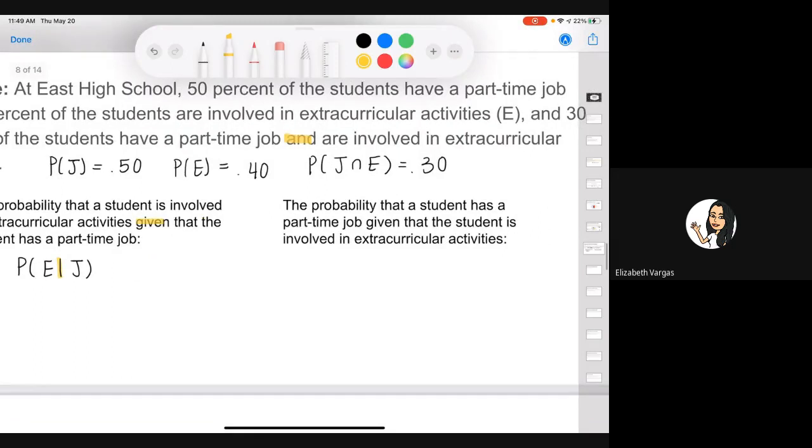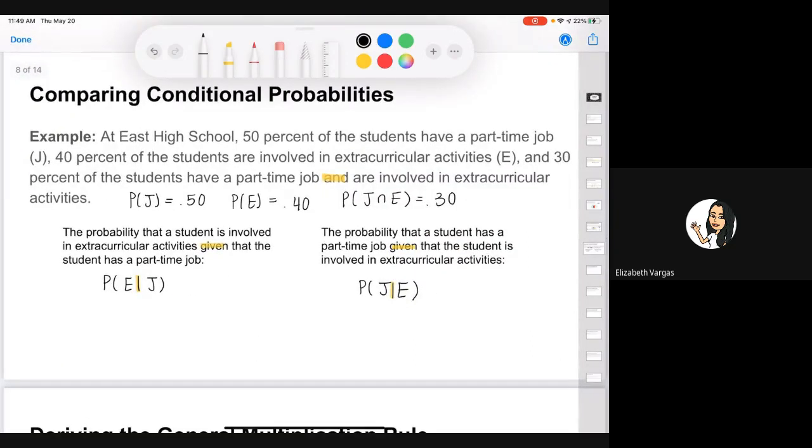This one was the probability that a student has a part-time job, given, remember your given goes after your symbol, given that that student is in extracurricular activities. Okay, so you can see how we would notate that as a conditional depending on the way this is written. So given always goes on the second part. You see given, then the part that is after the given goes after the symbol.